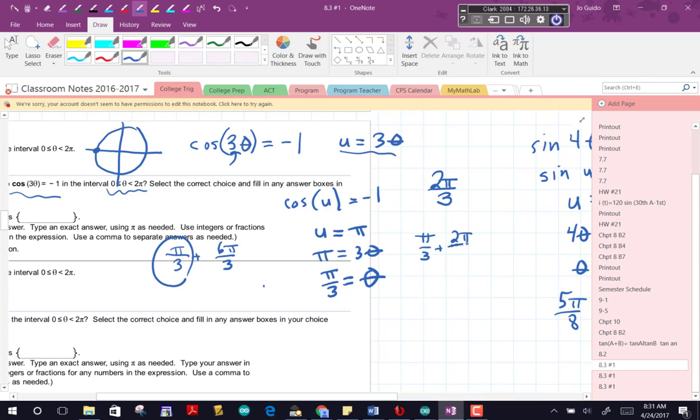So if I add a 2 pi over 3 to that, I get 3 pi over 3, which is just pi. So that's going to be a solution. If I add another 2 pi over 3, I'm going to get 5 pi over 3, which is still in my 0 to 2 pi. But if I add it again, I'm going to be outside of that. So my solutions are pi over 3, pi, and 5 pi over 3. Okay, does that make sense? Right? So we have to remember to look at the period when we use U substitution because the period's going to change.